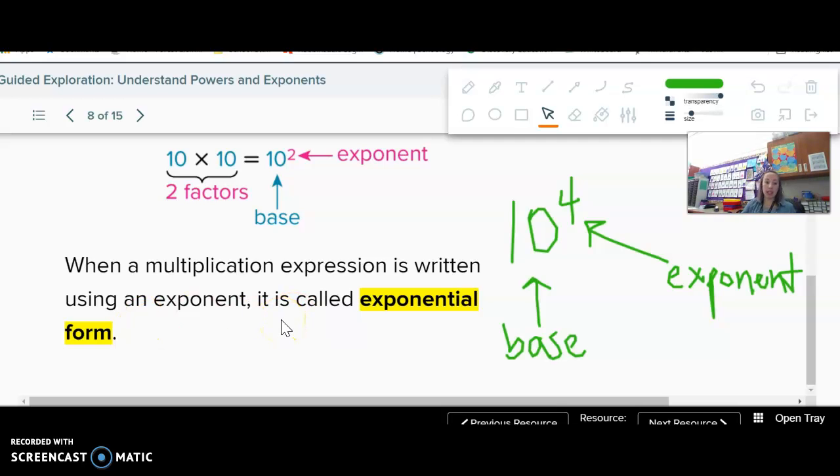So when a multiplication expression is written using an exponent, it is called exponential form. On your paper where it says exponential form, go ahead and write: when a multiplication expression is written using an exponent. Or you could say multiplying numbers written with the exponent. So exponential form, exponent, notice the common word there. So again, when I write the multiplication expression with an exponent instead, which shortens it up, we call it exponential form.